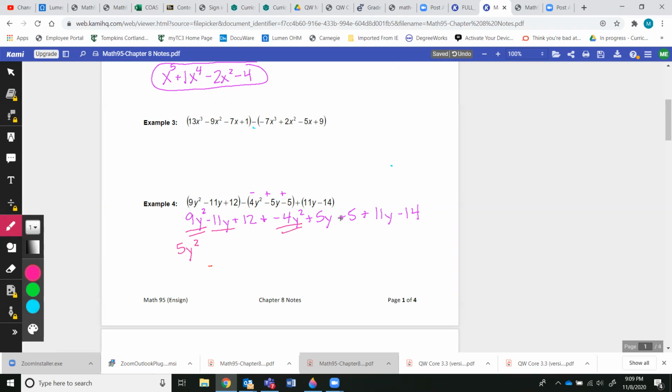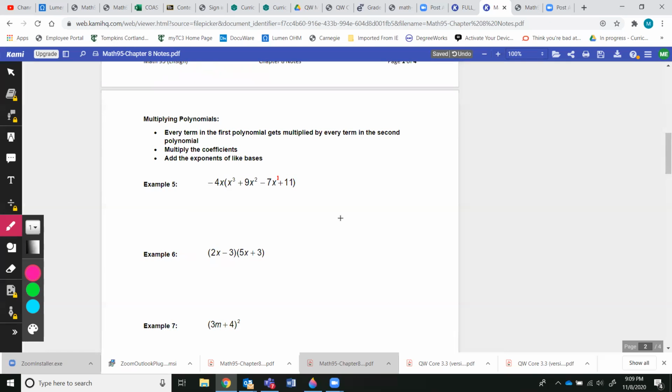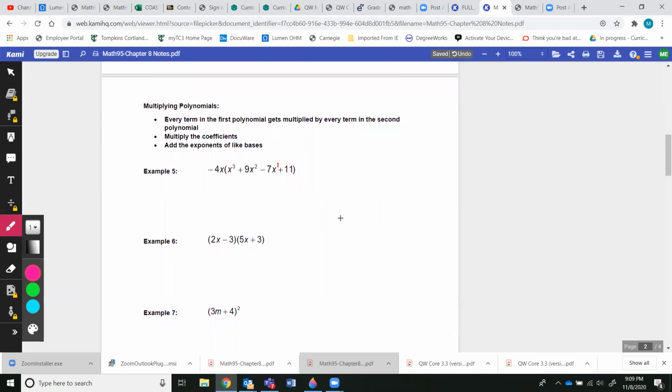Then I have negative 11y plus 5y plus 11y. So negative 11 plus 5 is negative 6. Negative 6 plus 11 is going to be positive 5, so plus 5y. And then I have 12 plus 5, both positive, minus 14. So 12 plus 5 is 17. 17 minus 14 is plus 3. So there's going to be my answer for that one. Hopefully addition and subtraction are pretty familiar to you. You can remember them. It's not a lot of rules you have to remember there.